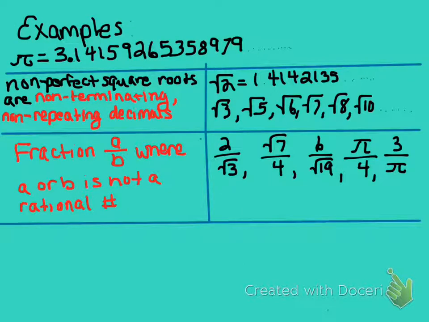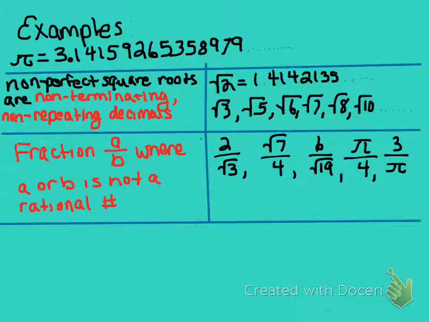Some other examples of that, again, you see I have pi here. I wrote out the first digits of it. Non-perfect square roots are all irrational numbers because they are non-terminating, non-repeating decimals. You can see I wrote out the first few digits of square root of 2, square root of 3, square root of 5, square root of 6, square root of 7. Every single non-perfect square is an irrational number.